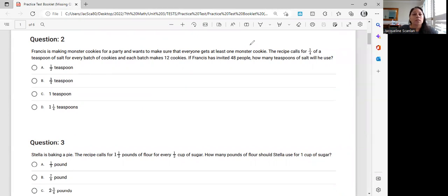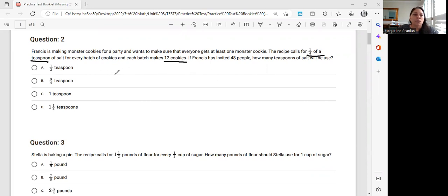So again, I'm going to read it twice and try to pull out the most important pieces of information. It says Francis is making monster cookies for a party and wants to make sure that everyone gets at least one monster cookie. There's no math in there that I need to pull out. The next sentence says the recipe calls for 1/4 a teaspoon of salt for every batch of cookies. And every batch makes 12 cookies. So the way that I'm reading that is that it takes 1/4 a teaspoon for every 12 cookies.